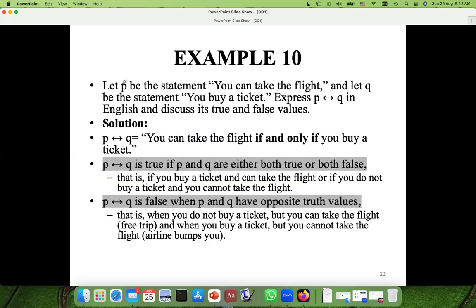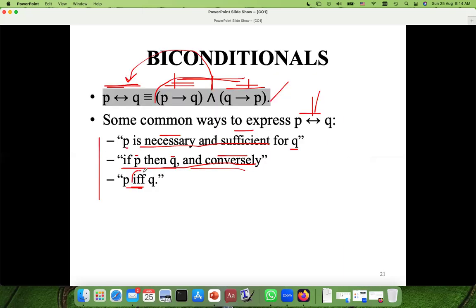Now let's see this example. Let P be the statement, you can take the flight, and let Q be the statement, you buy a ticket. Then express P biimplication Q in English. That is easy. You can take a flight is P, and you buy a ticket is Q. You can introduce if and only if between them, and it is P implies Q, or you can introduce this if between them, and it is okay.